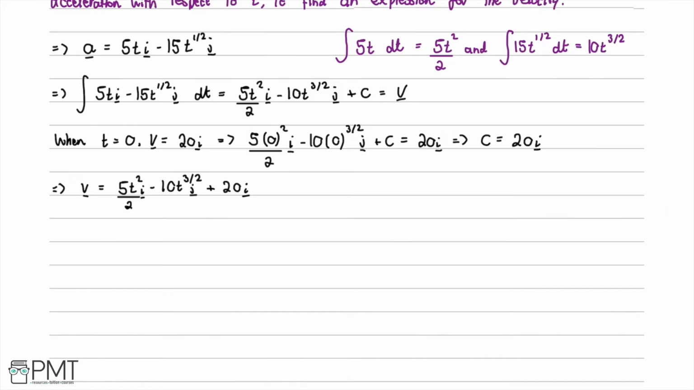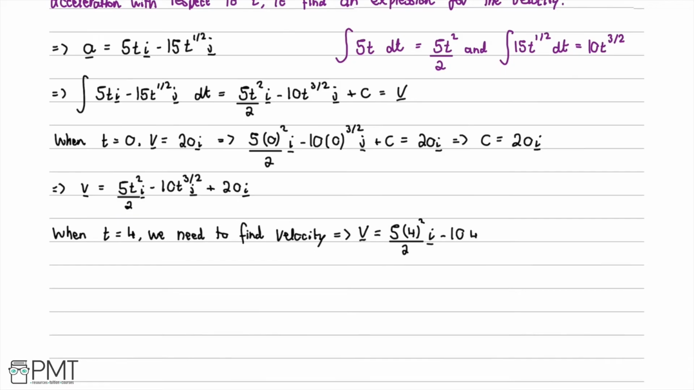So now we're asked to find the speed of P when t is 4. So when t equals 4, we need to find the velocity first. So therefore we can do this by substituting in t equals 4 into this equation. So we'll therefore have that the velocity is going to be 5 lots of 4 squared, and we divide that by 2, and that still remains our i component, and we'll then take away 10 lots of 4 to the power of 3 over 2, and we then add on 20 in the i direction.